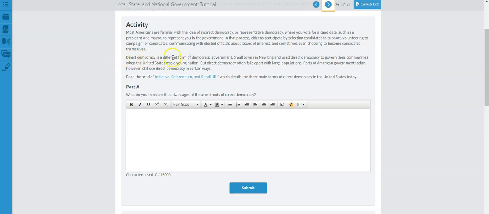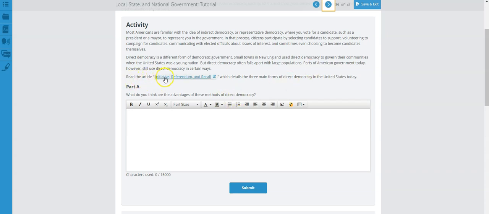Direct democracy is a different form of democratic government. Small towns in New England used direct democracy to govern their communities when the United States was a young nation. But direct democracy often falls apart with a large population. Parts of American government today, however, still use direct democracy in certain ways.